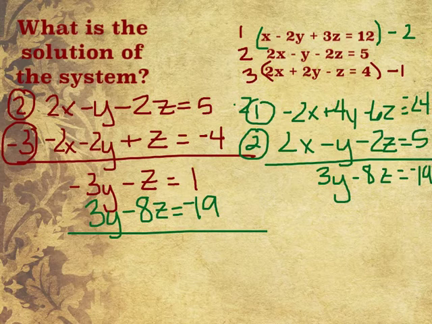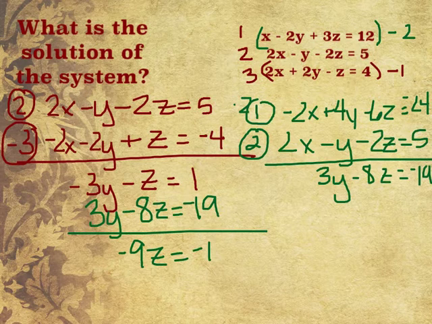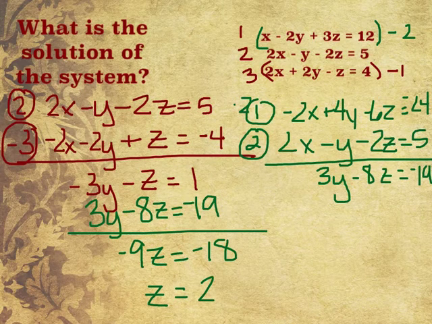Negative z minus 8z is negative 9z. 1 minus 19 is negative 18. We'll divide both sides by negative 9 and get z equals a positive 2.